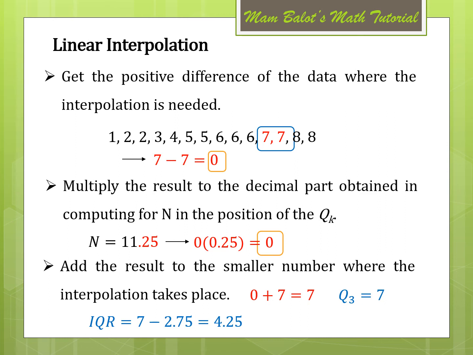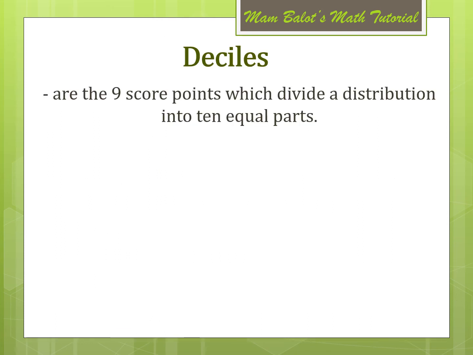So computing now for our IQR, we have 7 minus 2.75, which is equal now to 4.25. So the interquartile range is 4.25. Now let's have the deciles.